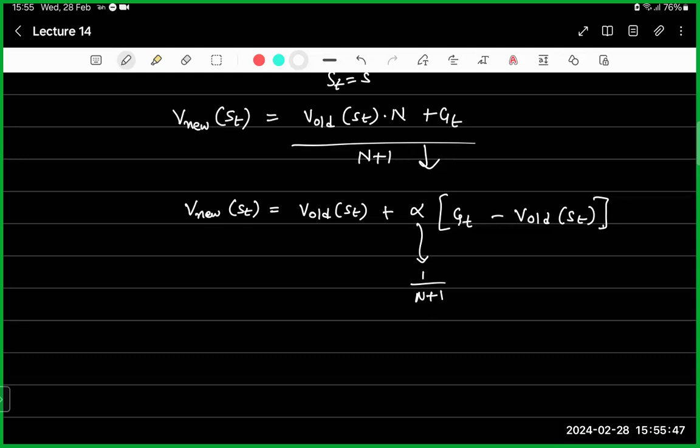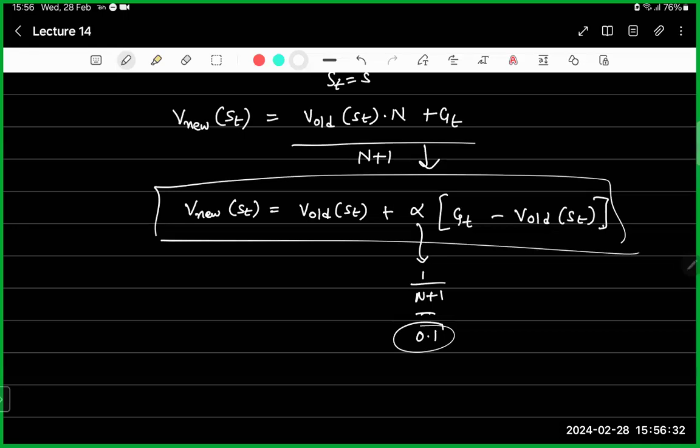Then, if you have collected a lot of samples of GT, maybe you don't want to give equal weightage to all the samples. Maybe you want to weight the recent samples more and the older samples of GT less, because the recent samples are close to our current environment. The older samples are obtained from maybe somewhat different environments, right? So in such a case, instead of using 1 by n plus 1, you can use some small constant as an approximation for this update rule. Okay. So this is an update rule which we'll keep in mind.